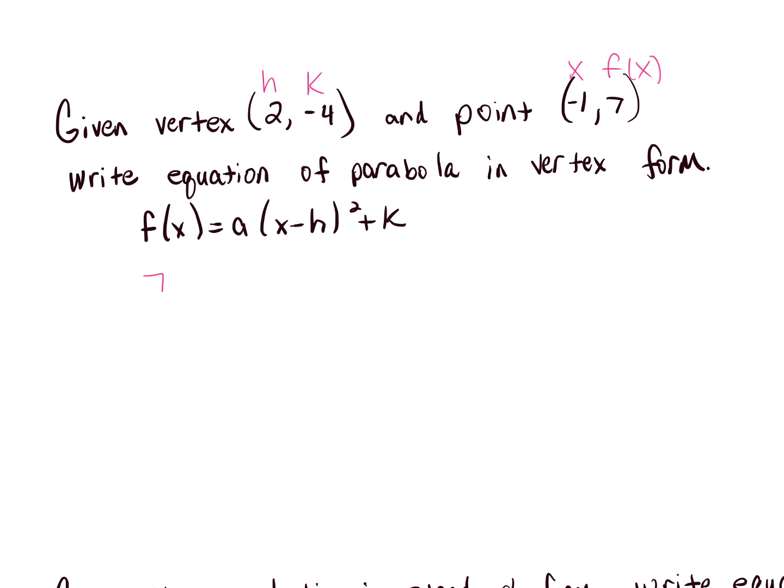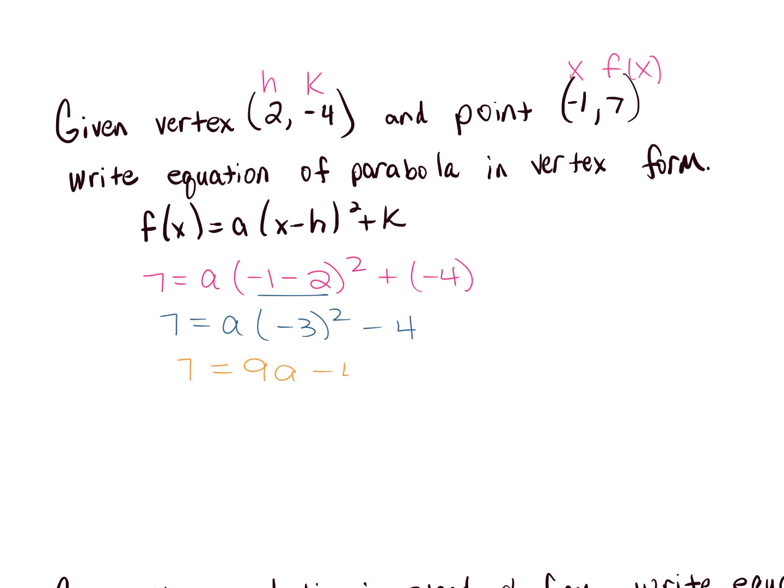So you're going to have 7 is equal to a times negative 1 minus 2 squared plus negative 4. Inside, the negative 1 minus 2 is negative 3, so 7 is equal to a times negative 3 squared minus 4. That negative 3 squared is 9, so 7 is equal to 9a minus 4. Move your 4 over, add it to both sides. That 7 plus 4 gives you 11 is equal to 9a.